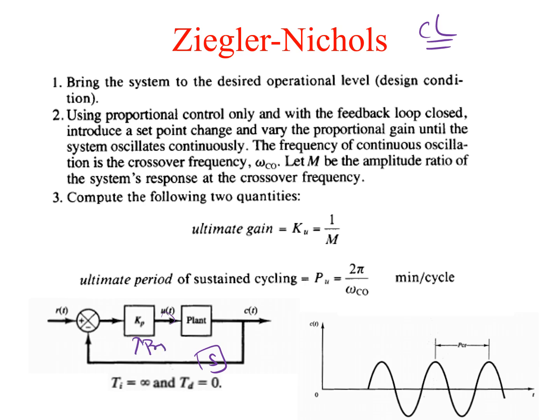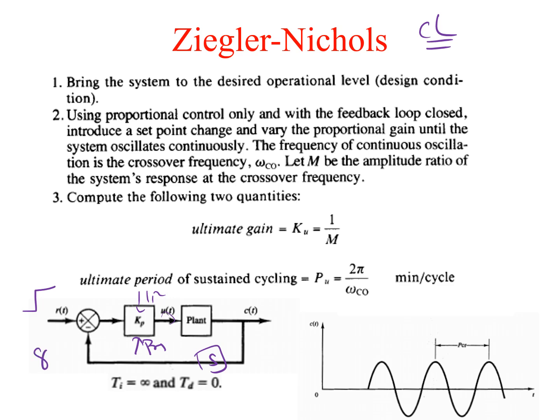Don't use any other controller, use only a proportional controller and introduce some input. First, try with one or two, some gain value, and observe the response. For example, for this particular K value, let's say 8.